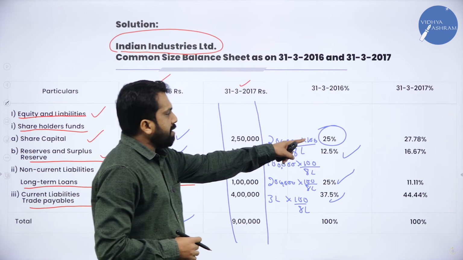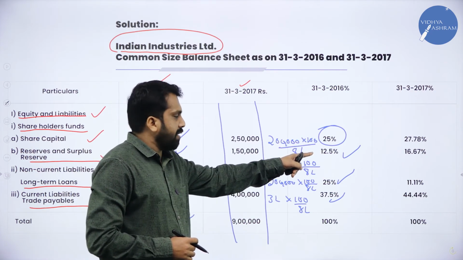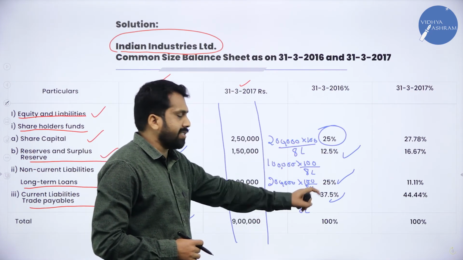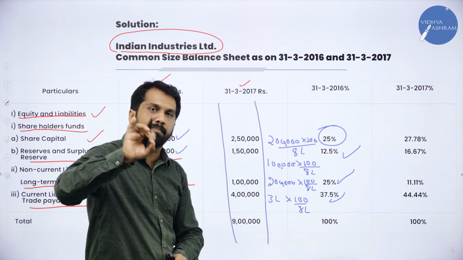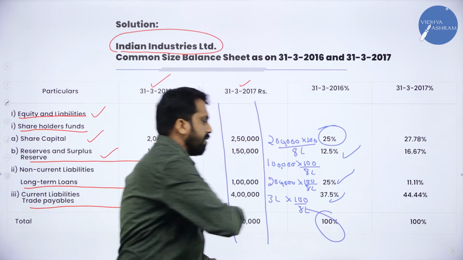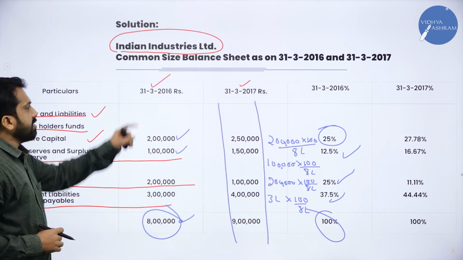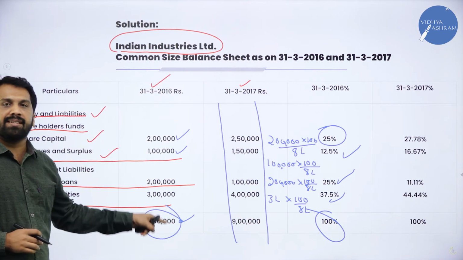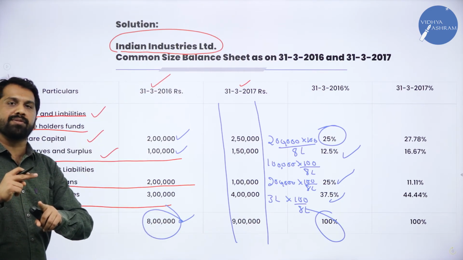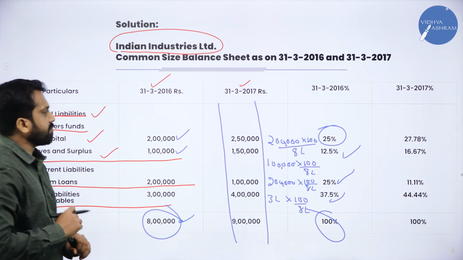For total, we will not do any calculation. Now, 25% plus 12.5 plus 25 plus 37.5. Your total must be 100%. This is all about your 2016. Now we'll go for 2017.